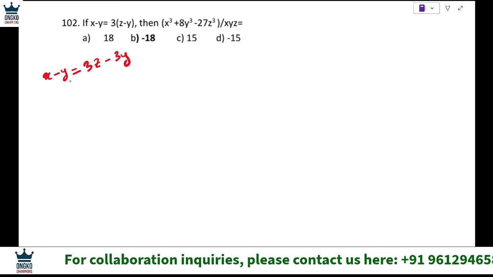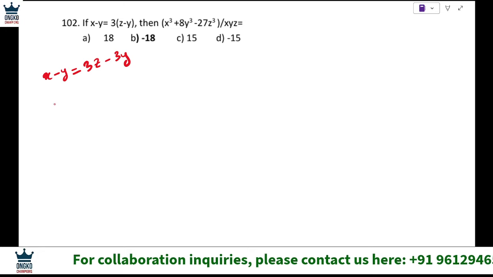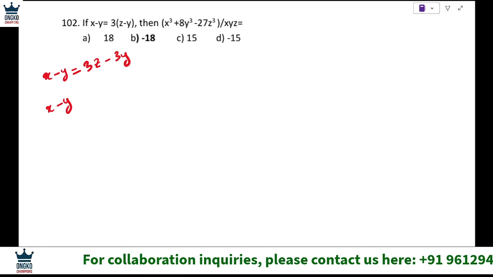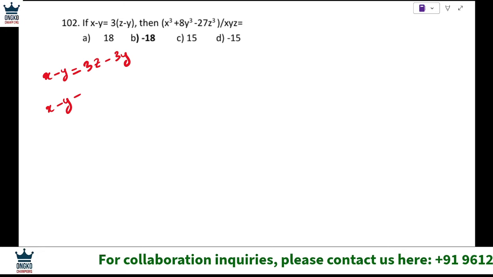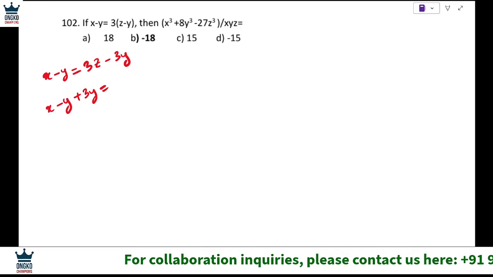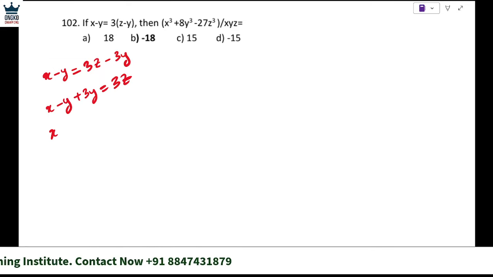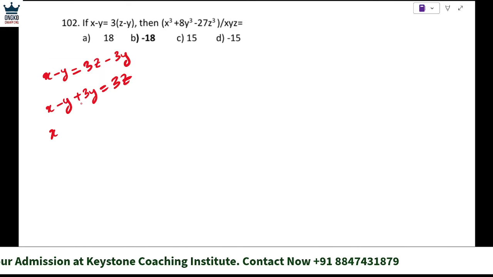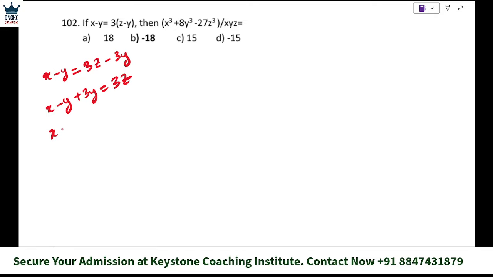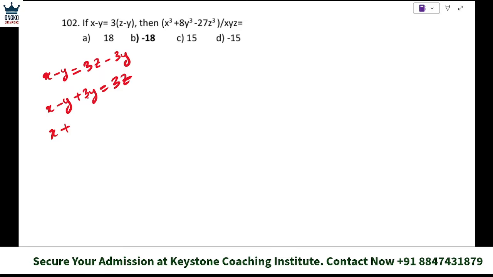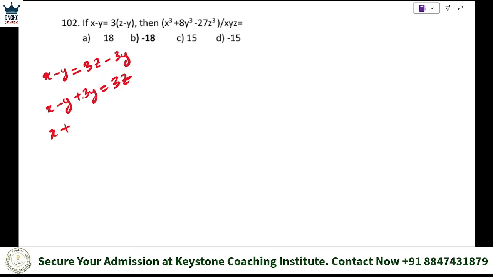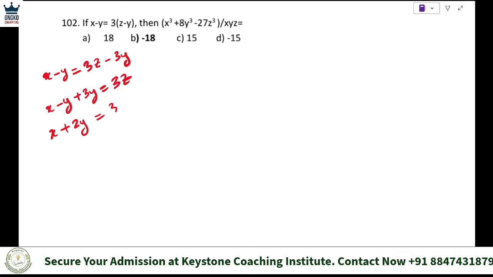Now, y to the other side: x minus y, this minus becomes plus 3y is equal to 3z. So x is plus into minus is minus, so 3 minus 1 will give us 2. So 3 is greater, and the sign of the greater value is plus. So 2y is equal to 3z.